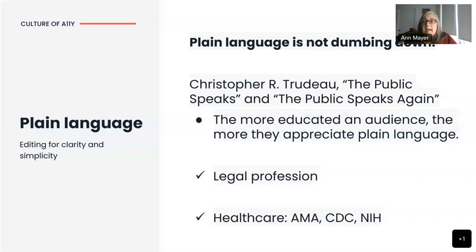The plain language movement actually began in the legal profession, by lawyers who understood that the language they were using was causing all kinds of problems with understanding and creating risk. And in healthcare, the American Medical Association has for some time now advocated for plain language, and not just for people with disabilities. They've recently made it part of their racial justice and equity efforts, acknowledging that historically their language has disadvantaged large segments of the population. And the CDC and NIH make similar statements.